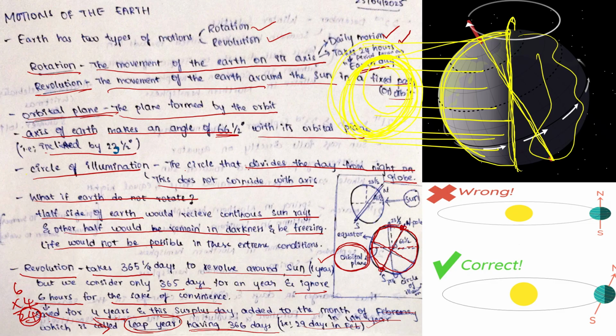And remember, Earth revolves around the sun at a tilted angle. Earth does not revolve like this around the sun, but Earth revolves around the sun at a tilted angle of 23.5 degrees. This is the axis of the Earth. So it revolves like this.